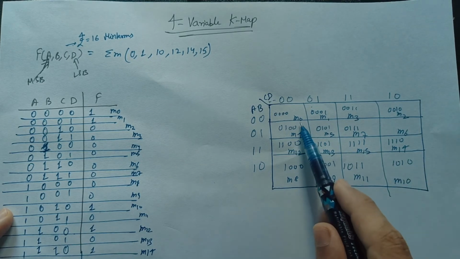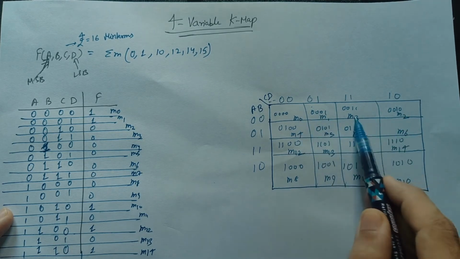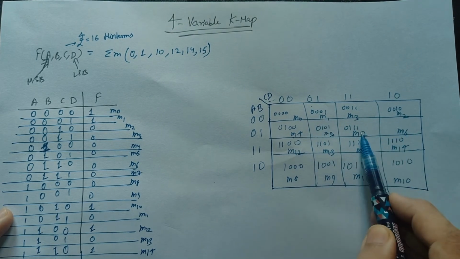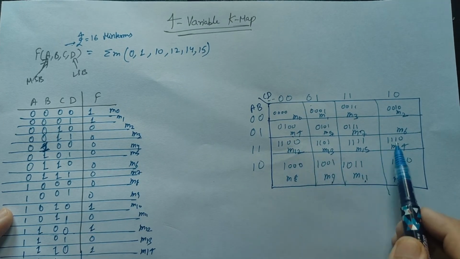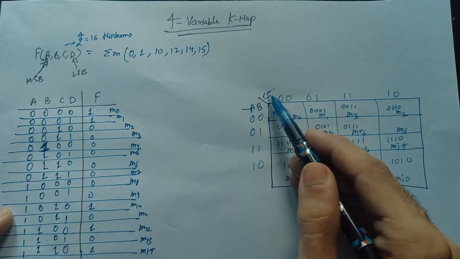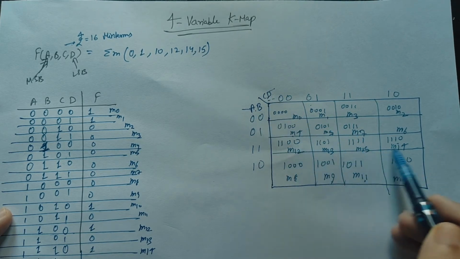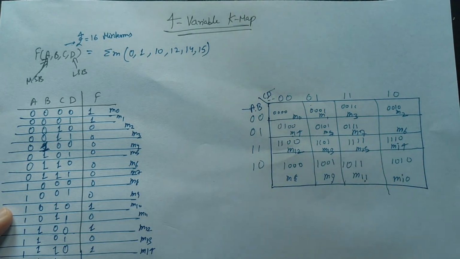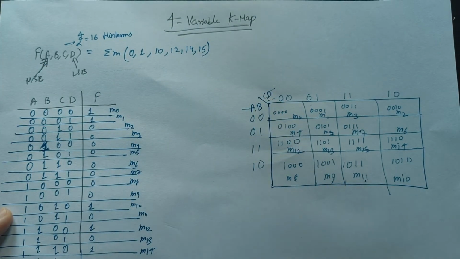So this is the placing of minterms in a 4 variable K-map: M0, M1, M2, M3, M4, M5, M6, M7, M8, M9, M10, M11, M12, M13, M14, M15. This is MSB, this is LSB. If you change and keep CD here and AB there, then the respective positions of these minterms would change, which we have already discussed in the previous videos on K-maps. So now let us solve or simplify a function using a 4 variable K-map.